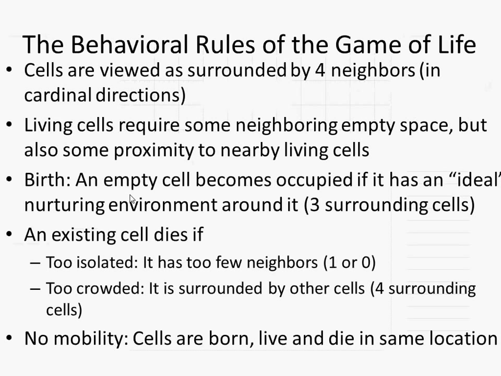And an empty cell becomes occupied if it has an ideal nurturing environment, if it has three cells around it to which it's connected. So if there's an empty cell which is surrounded by three cells that are occupied, that cell itself gets born, so to speak. A living cell is established there. The colonization occurs. And an existing cell dies if it's too isolated, with too few neighbors, or too crowded. It's surrounded by too many other cells, it has four surrounding cells. So these are the basic rules of the game of life.